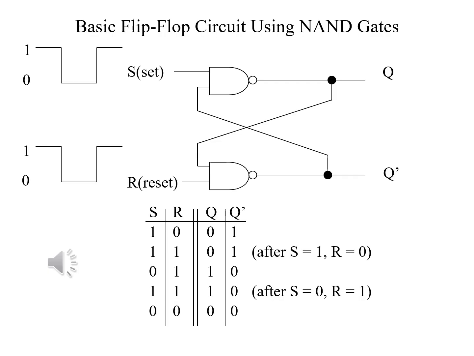If S is 1 and R is 0, the flip-flop will be cleared to 0. If R is 1 and S is 0, the flip-flop will be set to 1. But here, R and S cannot both be 0. This will lead to an indeterminate state where both Q and Q prime is 0.